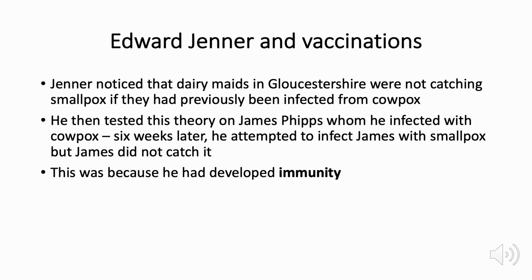Jenner comes along and he notices that dairymaids in Gloucestershire weren't catching the disease if they'd previously had cowpox. So he takes a young boy called James Phipps. He infects him with cowpox, and 6 weeks later he attempts to infect him with smallpox. But James didn't catch it, all right? And that's because his body has developed immunity.